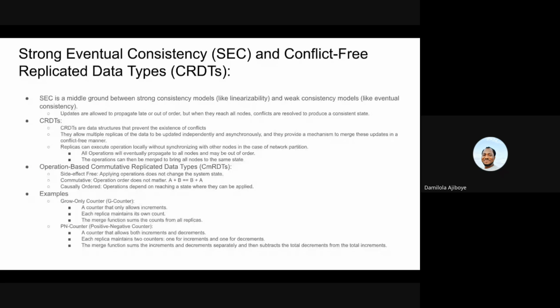So strong eventual consistency, it's a middle ground between strong consistency models like linearizability, which is the strongest practical consistency model, and then weak consistency models like eventual consistency. So what this does is the updates are still eventual, like they can propagate late or out of order, but whenever they reach all the nodes, then whatever conflict has occurred can be resolved, so that the system can be consistent.